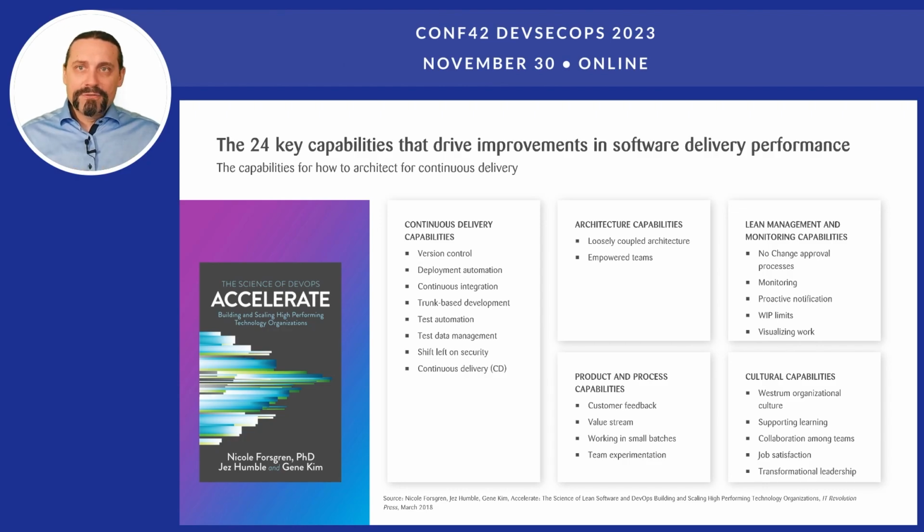They have categorized these 24 key capabilities in five categories. There is the continuous delivery capability, where it says you need to have everything under version control, you need to have deployment automation, continuous integration, so reintegrating the code, trunk-based development. Science has found out that trunk-based development is the way to go, just to say. Then test automation, test data management, shift left on security, and the continuous delivery capability. So this is very important.